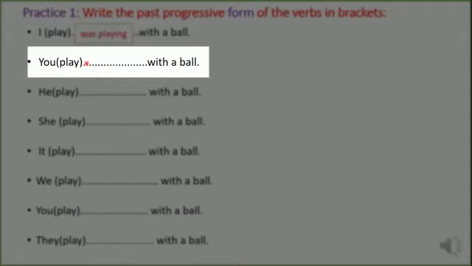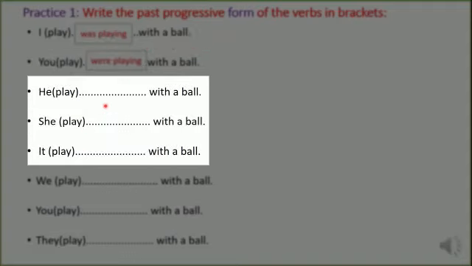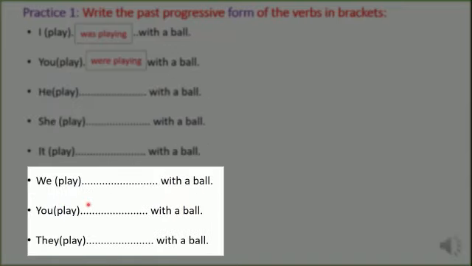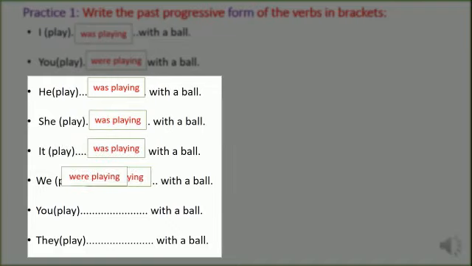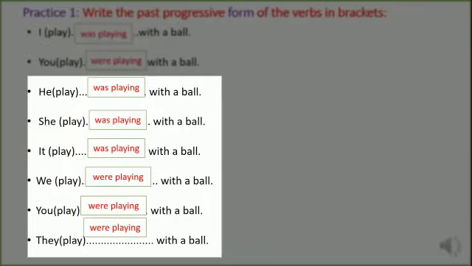You, of course, we use were and the verb playing. You were playing. He, she, and it, of course, these are third person singular subjects. We use was. We, you, and they, we use were. So the answer will be was playing, he was playing, she was playing, it was playing, we were playing, you were playing, and they were playing.